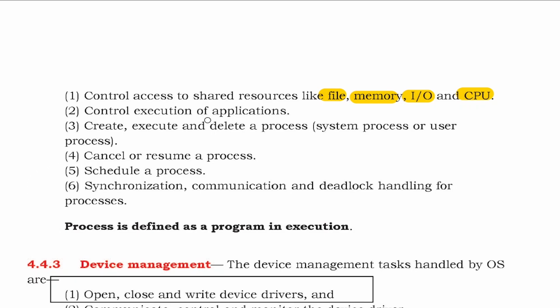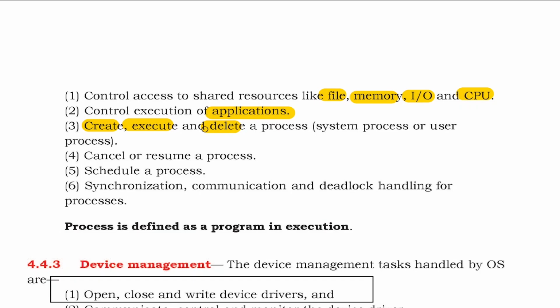Control execution of applications. There are many applications running, so they have to be executed one by one, whether that application is completed or finished. All of it has to be controlled execution. It has to monitor whether this is done or not done. And one more: create, execute, and delete the process, whether a system process or a user process. That's also a job of the operating system.